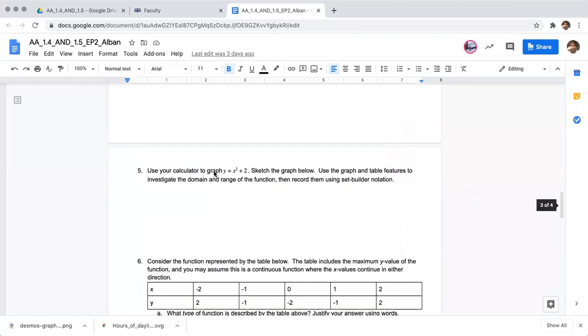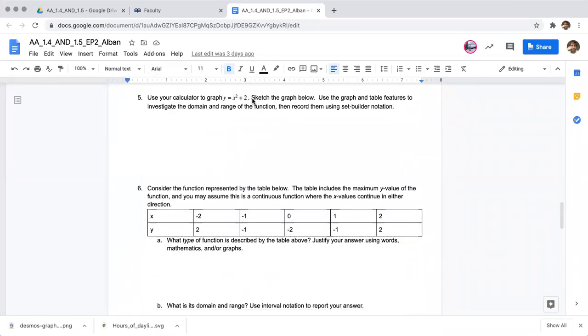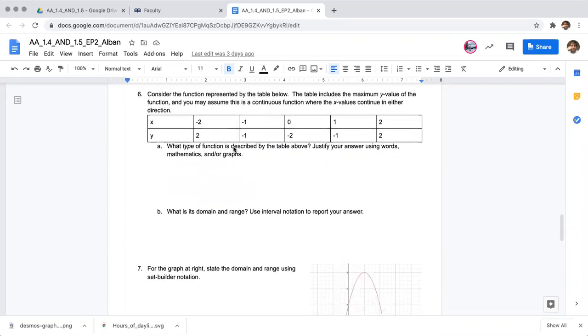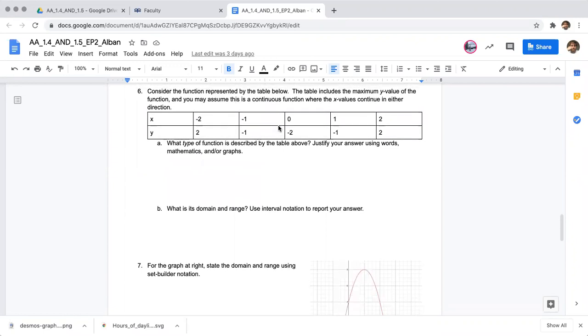Okay. Number 5. Use your calculator to investigate this, but I did that in the other video, so I'm going to move past that. Consider the function represented by the table below. The table includes the maximum y value of the function. Okay, maximum y value of the function looks like it might be 2.